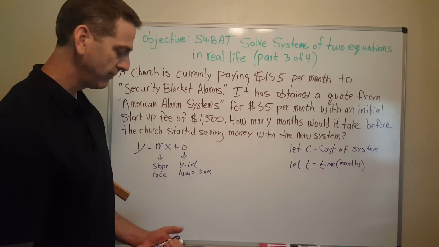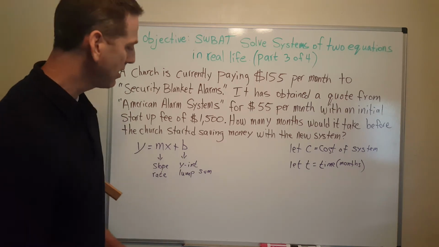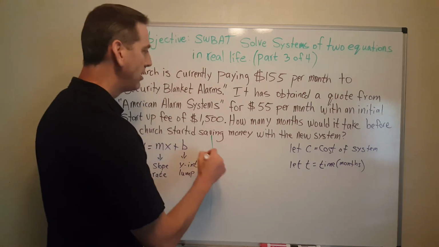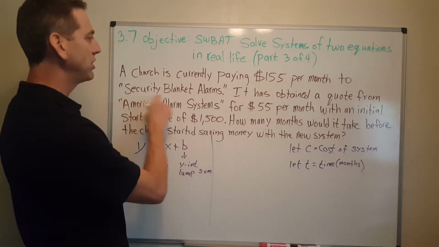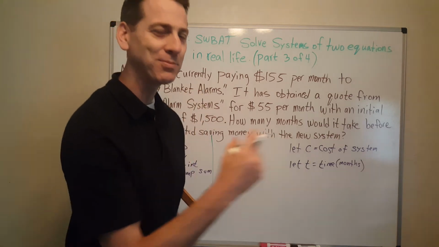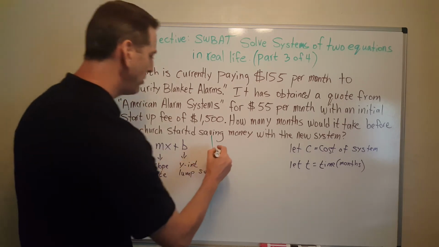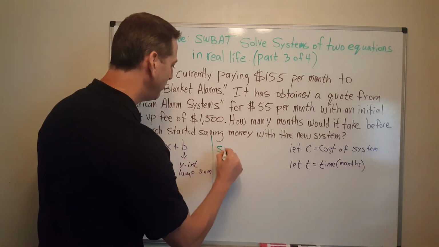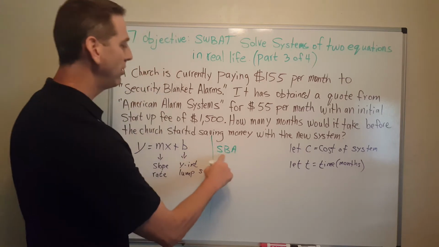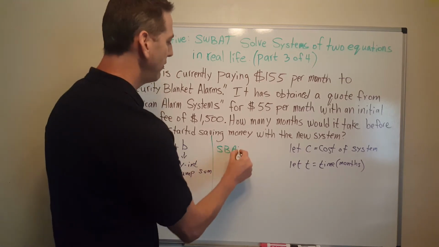All right, so let's use this idea and see if we can develop two equations with our two alarm companies. Okay, let's go ahead and develop an equation for security blanket alarms. By the way, I just made that up. Kind of a cool name. Security blanket alarms. So I'm going to say SBA, right? Security blanket alarms. Let's go ahead and develop an equation for them.